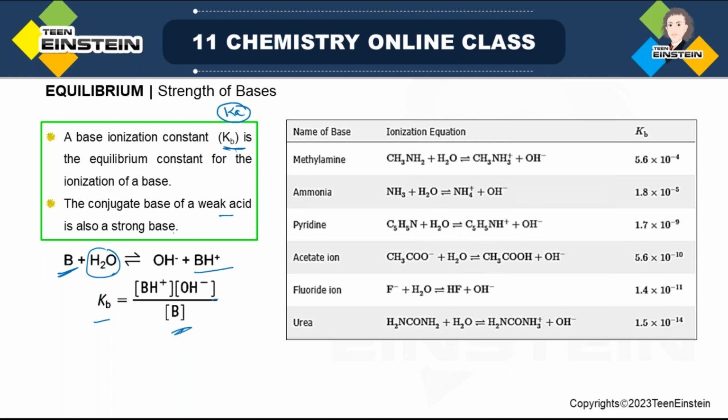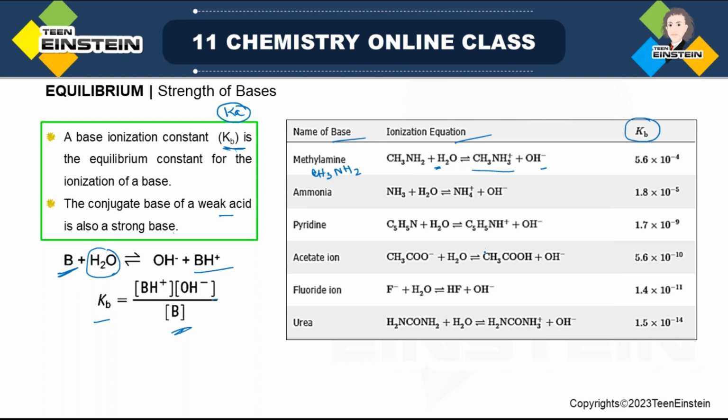Here we have some examples. First column, name of the base, then ionization equation, that is what type of equilibrium is present, what reaction is actually going on, then the Kb values. So methylamine means CH3NH2, methyl group, then NH2. It is a primary amine, 1 degree amine. So it will capture one H, that is proton, from H2O, and it will be converted to CH3NH3 plus cation. HO minus is generated. Then we have ammonia.